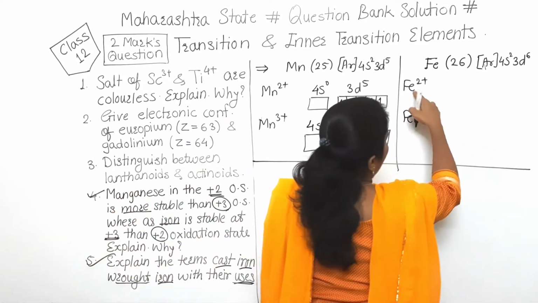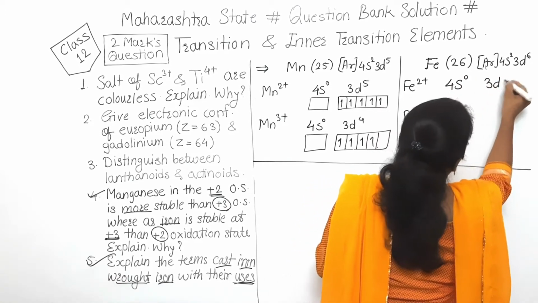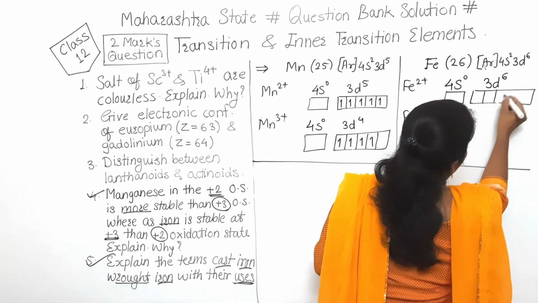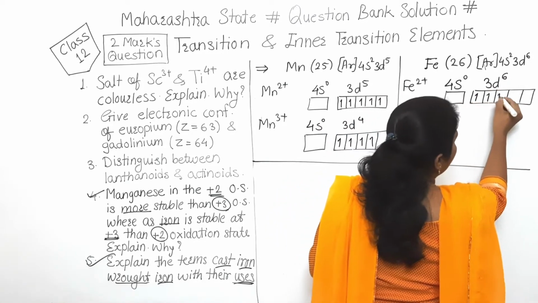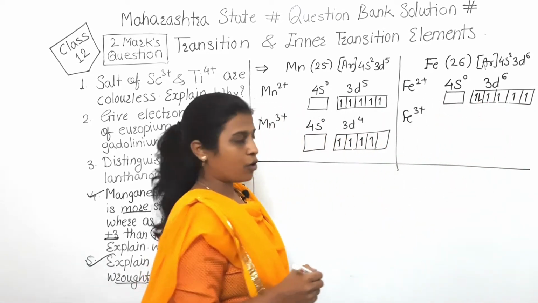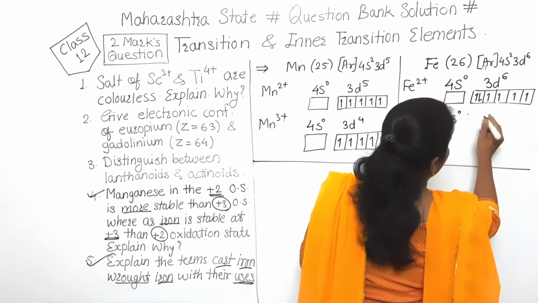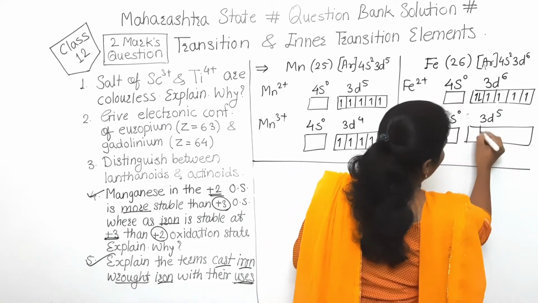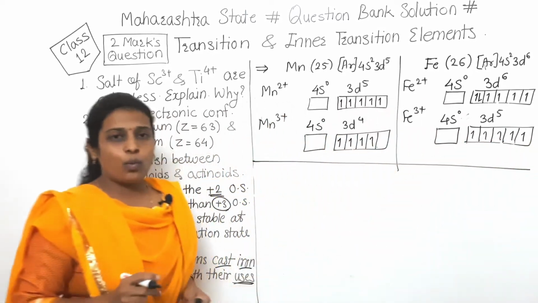Now see for Fe2+, it will be argon 4s0 3d6. For s, only one box; for d, 5 boxes. No electron in s, 6 electrons in d. So firstly each box will carry a single electron. So 5 are completed, and the 6th one will enter the first orbital. Fe3+ will again be 4s0 3d5. So one box here, again 5 boxes. So 1, 2, 3, 4, 5, each box will carry 1 electron.